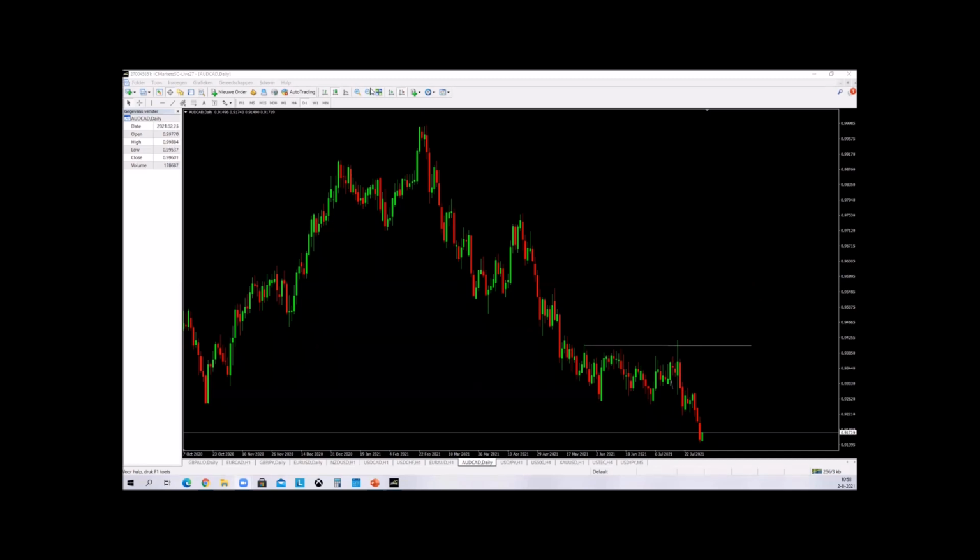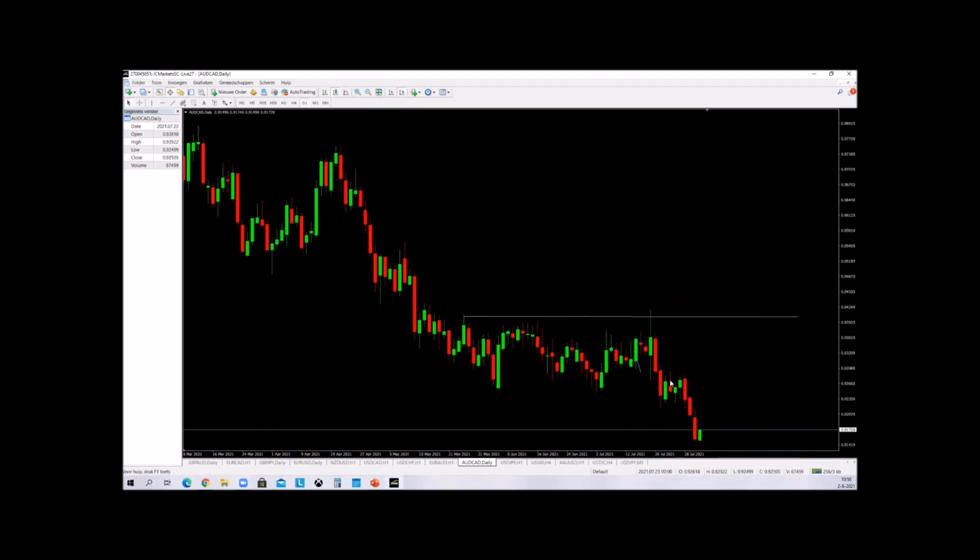And then to confirm redistribution, we got an inside day failure at this particular day. And then we broke structure over here, close below. At that point, you can be very, very certain that this is indeed redistribution, and this was the UTAD.